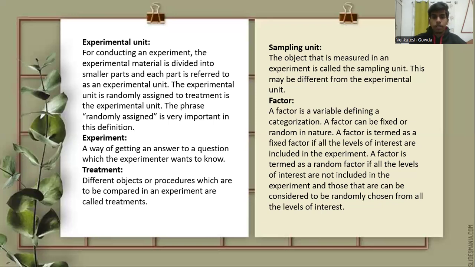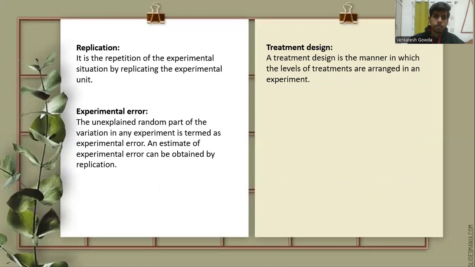So what is a factor? A factor is a variable defining a categorization. A factor can be fixed or random in nature. A factor is termed as a fixed factor if all the levels of interest are included in the experiment. A factor is termed as a random factor if all the levels of interest are not included in the experiment and those that are can be considered to be randomly chosen from all the levels of interest.